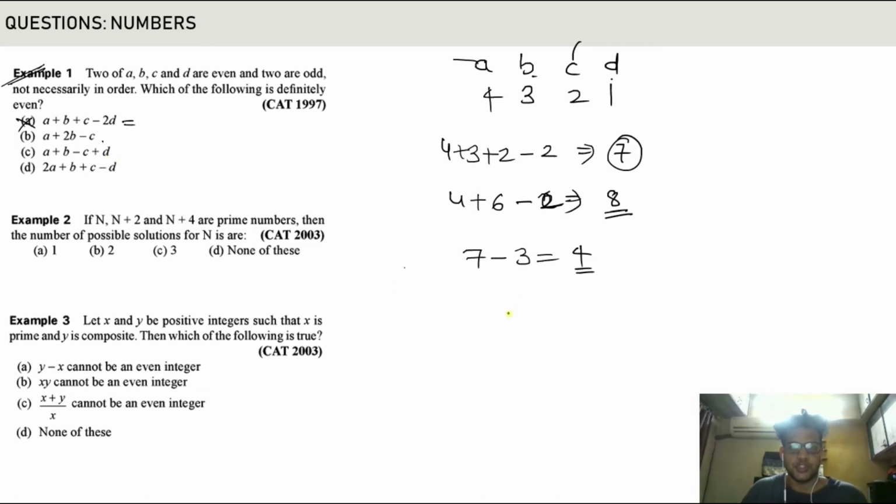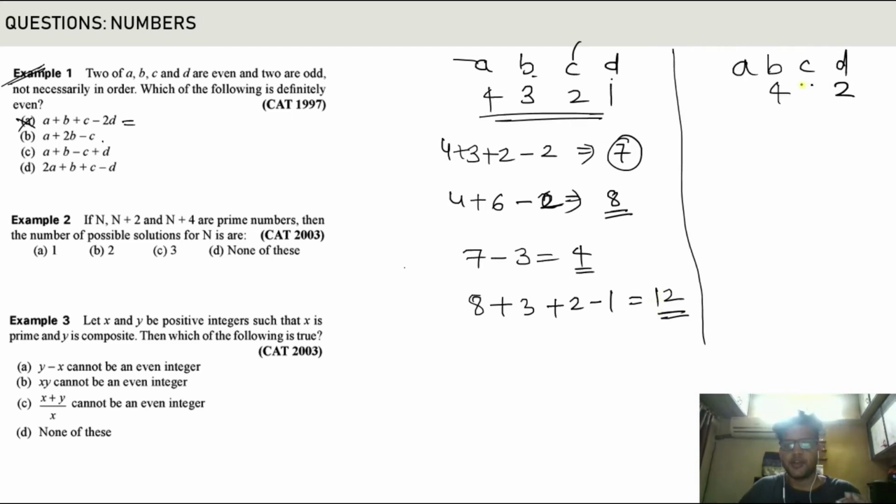And the last option is 2A, that is 8 plus B plus C minus 1. So 8 plus 3, 11, 11 plus 12, 13, 13 minus 1 is 12. This is also an even number. So now what we will do, we will change the values.